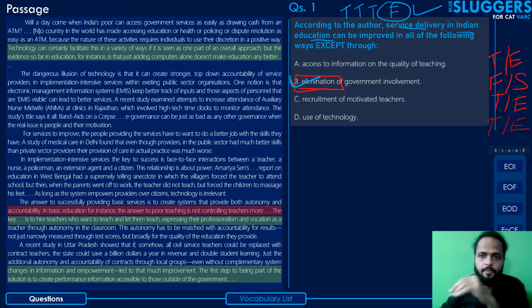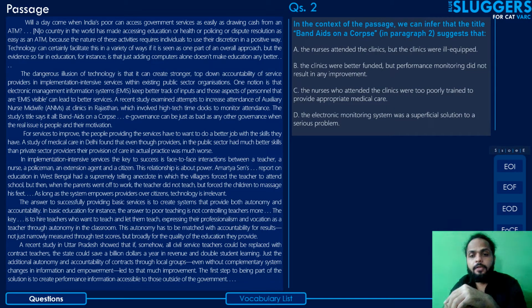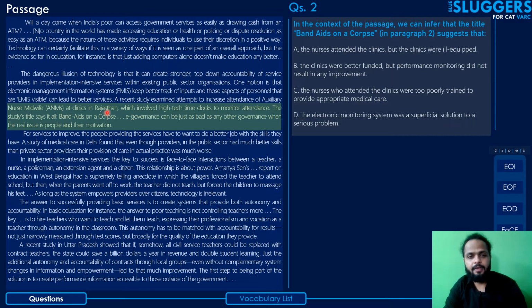All right. Okay, so coming to question number 2, the stem here says, in the context of the passage, we can infer that the title "Band-Aid on a Corpse" suggests that the point of reference has been taken from here, where the author has made a point. In this paragraph, the author basically made a point that just deploying top-down accountability by use of technology is not going to help resolve the problem of these government services, right? And then he cites this study, which is titled "Band-Aid on a Corpse."